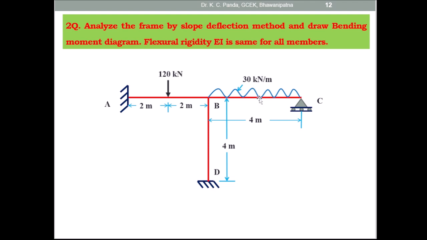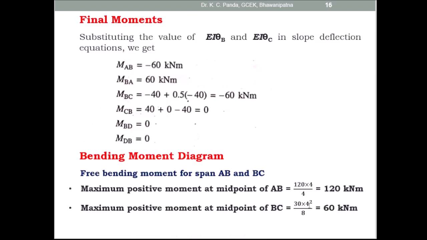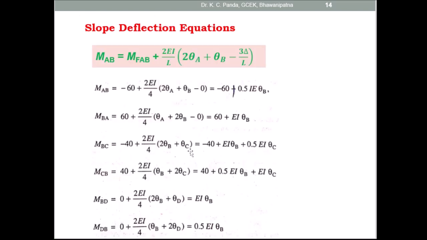The maximum positive moment at the midpoint of span BC is equal to WL square by 8, so 30 into 4 square by 8, which is equal to 60 kilonewton meter. So this is the maximum positive moment at the midpoint of BC, and the maximum positive moment at the midpoint of AB is WL by 4, 120 into 4 by 4, which is equal to 120 kilonewton meter.